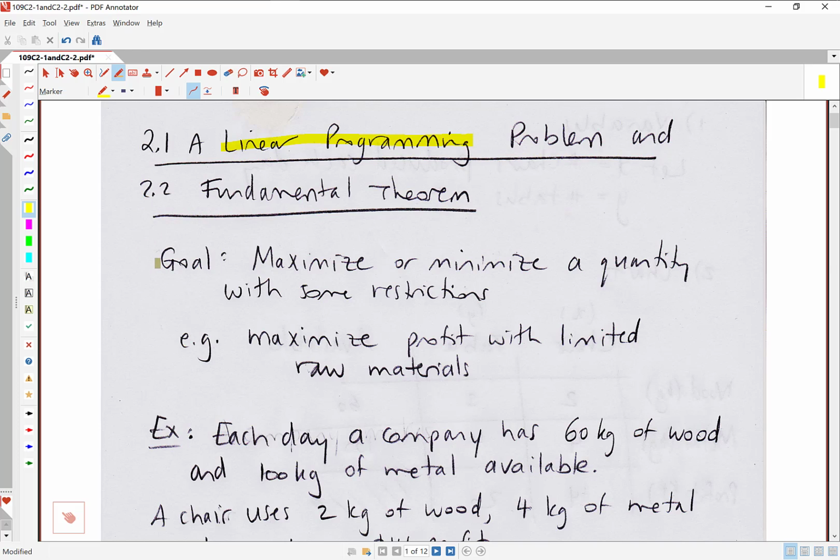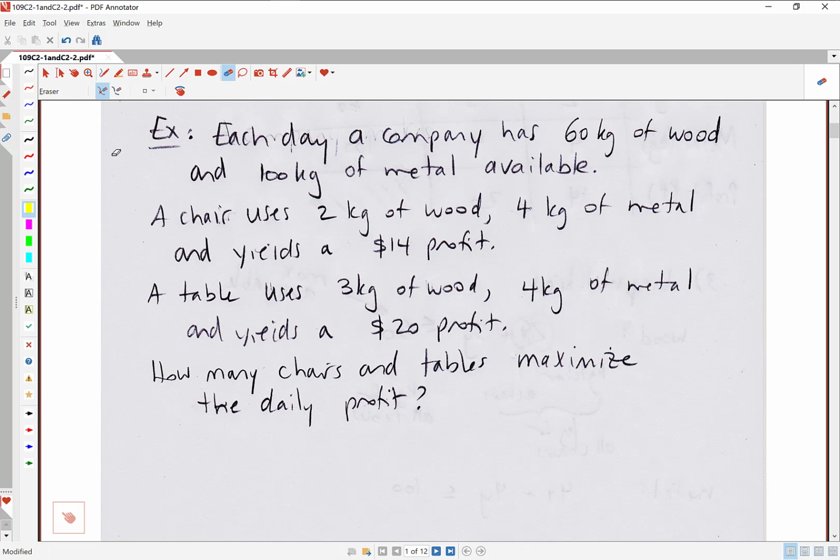Let's talk about what our goal is. We're trying to maximize or minimize a quantity with some restrictions. So for example, a company may wish to maximize their profit if they have a limited amount of raw materials to work with. So let's jump into our first example.